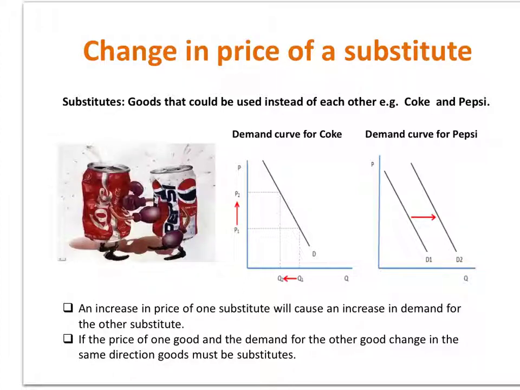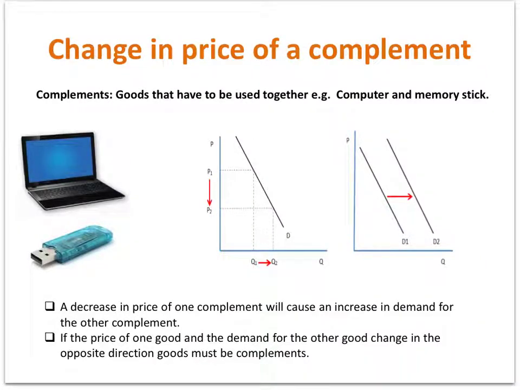However, they still want to drink, so they will buy more Pepsi because price of Pepsi hasn't changed and demand for Pepsi will increase. An increase in price of one substitute will cause an increase in demand for the other substitute and vice versa. A change in price of a complement will also affect the demand for a good.